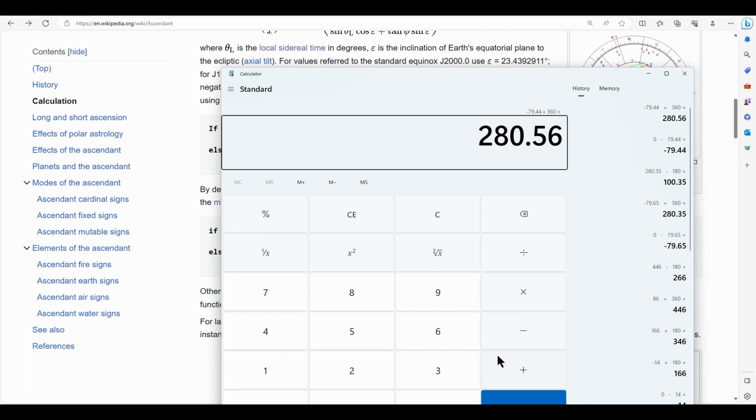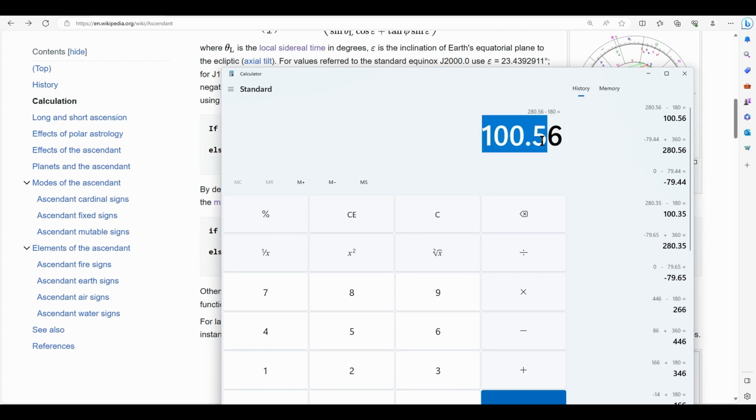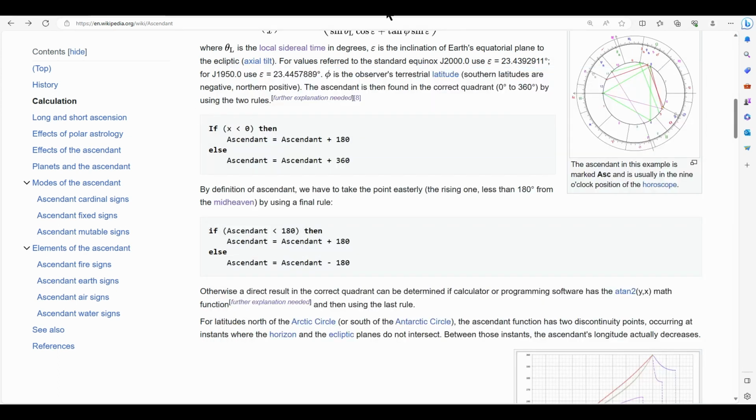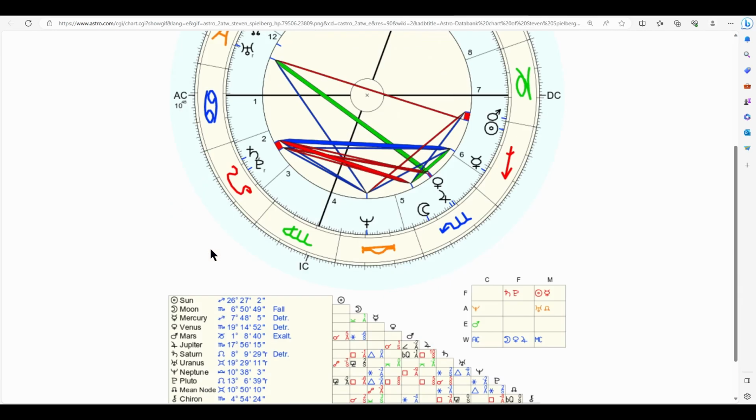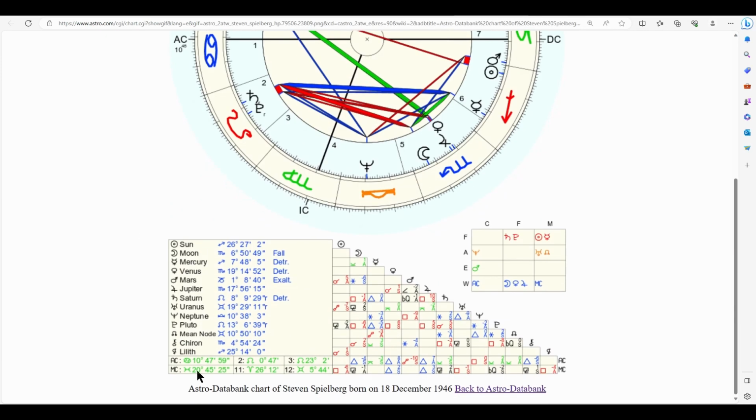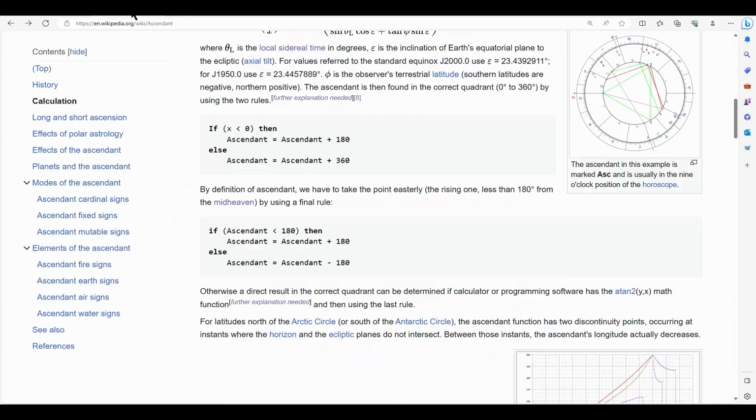So click minus 180, click enter. Voila. The 100 degrees we are hoping for, we are desiring, because 100 degrees means 10 degrees of Cancer, as Cancer is the 4th sign. So each one of the 3 previous signs is 30 degrees, right? As any sign is. So 30 plus 30 plus 30 is 90 degrees, plus 10, it's 100. And voila. Thank you very much.